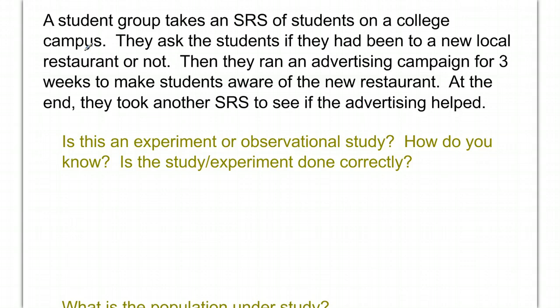So they go up to students and they have a question. Have you been to the new local restaurant, or have you not been to that new local restaurant? Then they ran an advertising campaign for 3 weeks to make students aware of the new restaurant. So this is the thing that they did. And then at the end, they took another SRS to see if the advertising helped. So they measured before and they measured after. And they're comparing those two results. There's the before and the after measurement, and they want to compare that data.